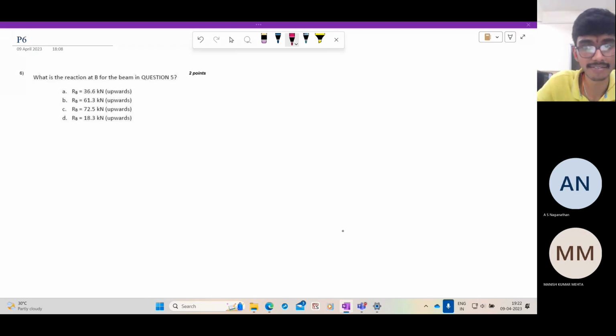The next question is to compute the reaction at the point B due to the applied loadings. That is very simple. We already have MABF. You just draw the free body diagram. So here the moment is 0.